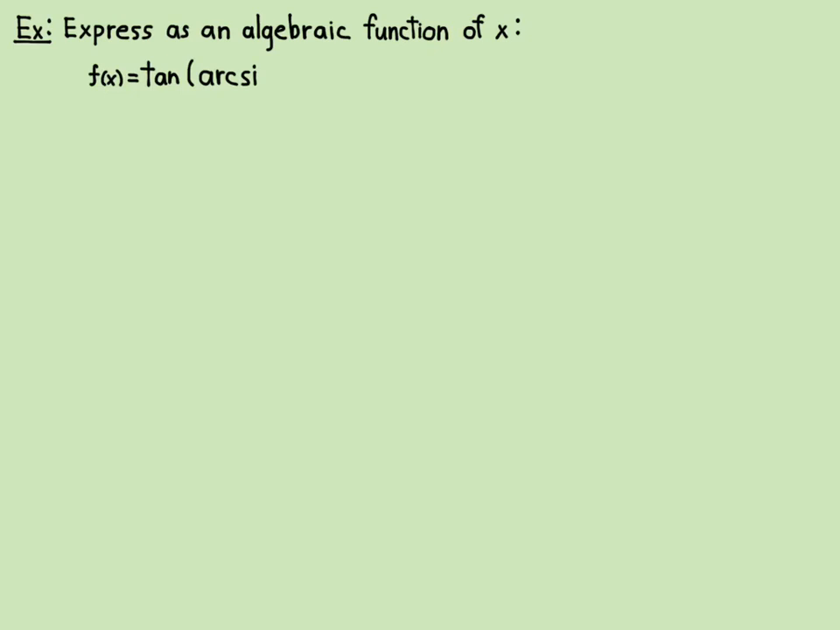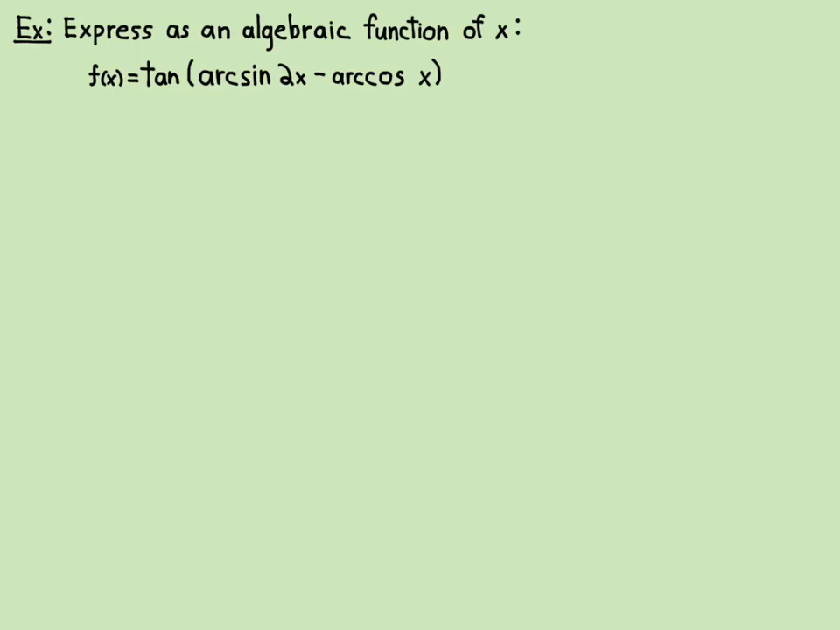Okay, this is kind of a standard type of example that you can get. It says express as an algebraic function of x. F of x equals tangent of the quantity, the arc sine of 2x minus the arc cosine of x. So the trick here is to recognize that arc sine and arc cosine are both angles. So this is something of the form tangent of one angle minus another angle.